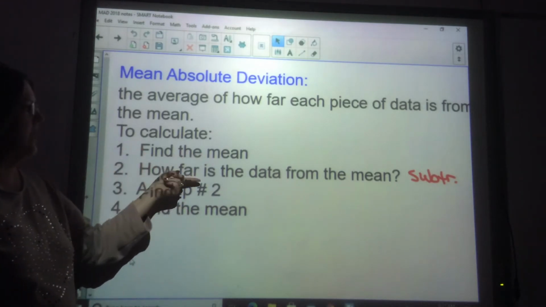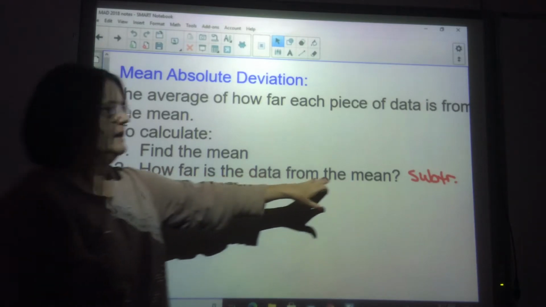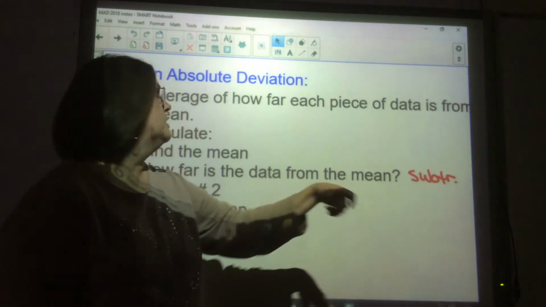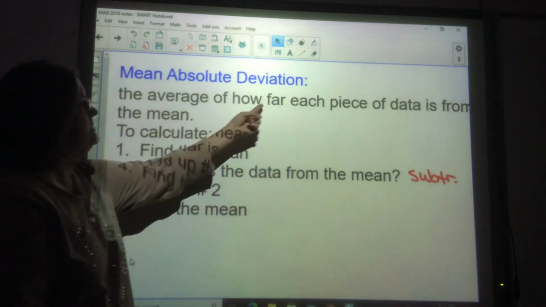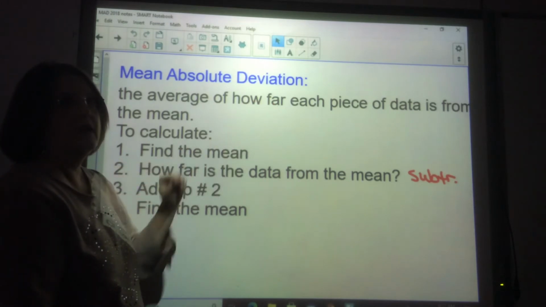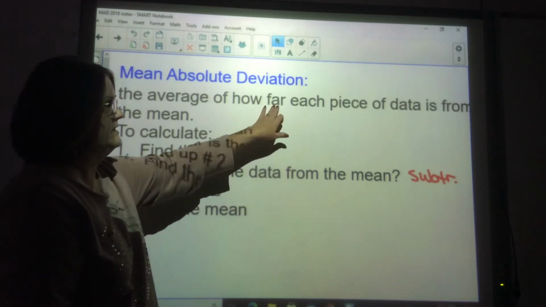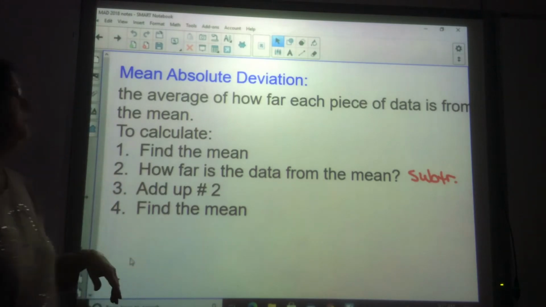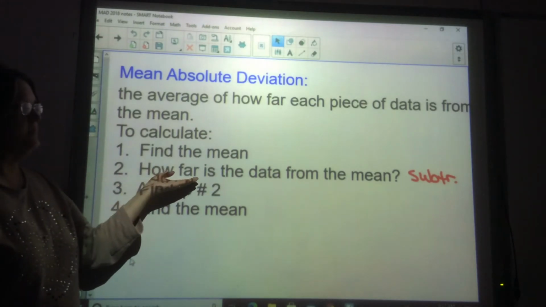And then you subtract each piece of data from the mean. Now, this might give you a negative number, but you're not going to write down a negative number. You're going to write down positive because we're talking about distance. So even though we get a negative number here, we're going to write positive, because we're talking about how far away from the mean it is. But you are going to subtract each piece of data from the mean.